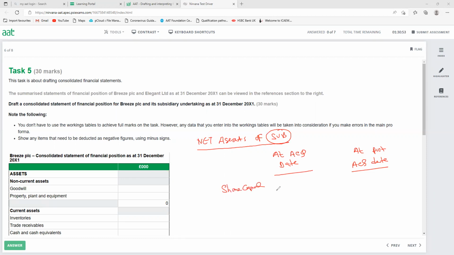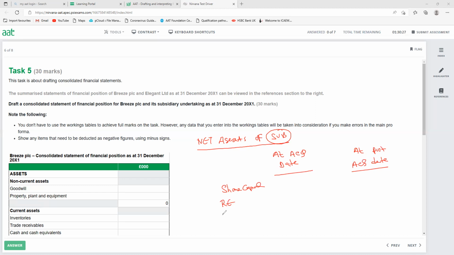And if they have a share premium, remember that, consider both together: share capital and share premium, add them together. So share capital. Then I look at their retained earnings. The retained earnings will be two different figures, one at the date of acquisition and one at the post-acquisition date. The share capital is normally the same.